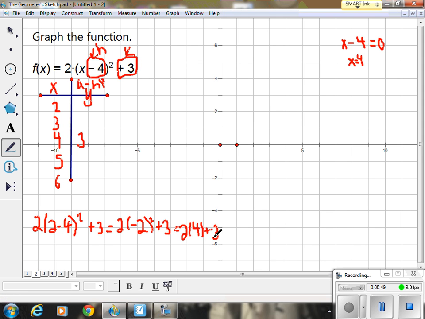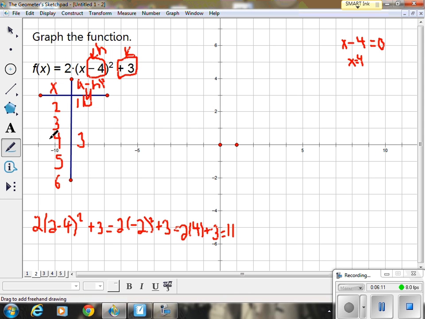Two times 4 is 8, and 8 plus 3 is 11. So I have the point (2, 11) is also on my graph. Now, the thing with a parabola is there's always the symmetry. You think about the U shape that results. That parabolic shape is symmetric around the vertex.